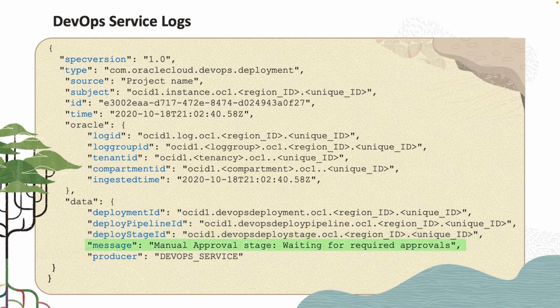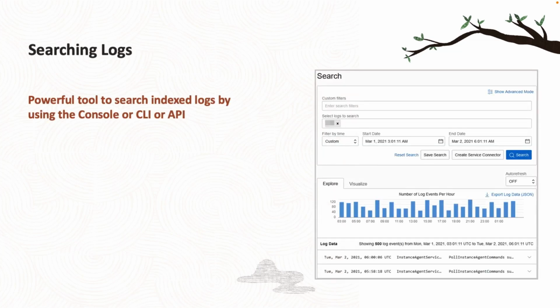The message contains the DevOps service log message. Data producer is the producer of the log message. It can be produced by the DevOps service code or by scripts run by the customer during the deployment. Once the logs are collected, the next step is to search the log that you're looking for.